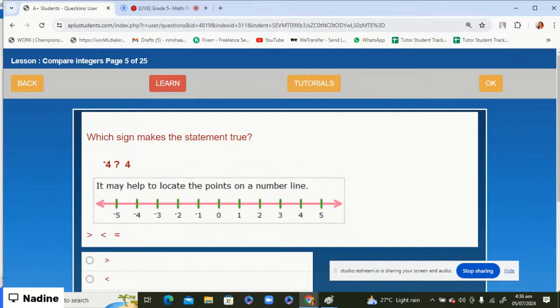Okay. Which sign makes the statement true? I'm just checking my mic. That's why.